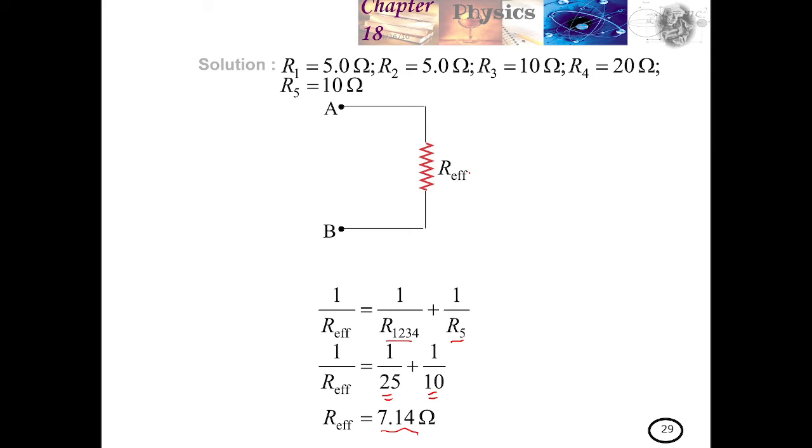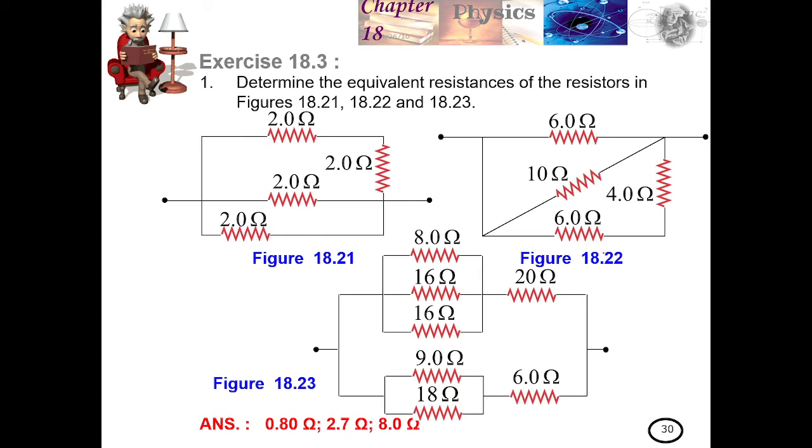So this is an exercise for you to do. You have figure 18.21, figure 18.22, and this is the hardest, I think, 18.23, with the given answers over there. This is answer number 1, this is answer number 2, this is answer number 3. You can see a lot of networks of resistors. You can try it for yourself and then check with the answer given.